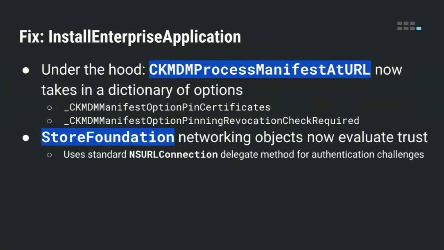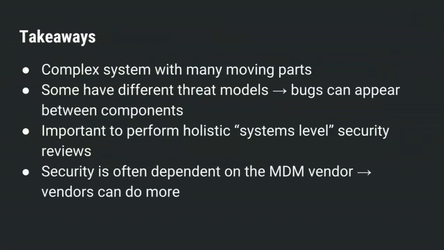Under the hood, what happens? Well, the CKMDM process manifest at URL function, which used to only take a URL as a parameter and another thing that was more of a flag, now actually takes in a dictionary. That dictionary contains private keys that map to the properties in the new command. And also, most importantly, Store Foundation's core objects now have the ability to evaluate trust, which was a relief to see. If you're curious, this actually uses NSURL connections, standard delegate methods for authentication challenges.